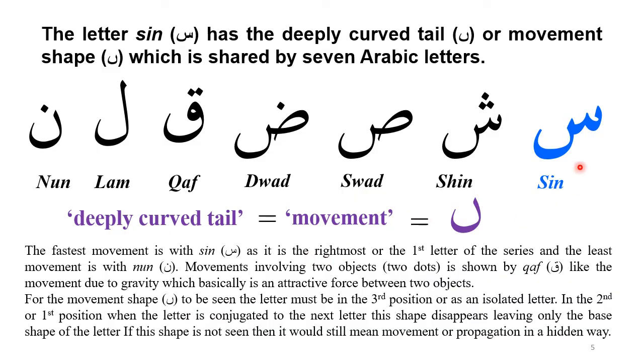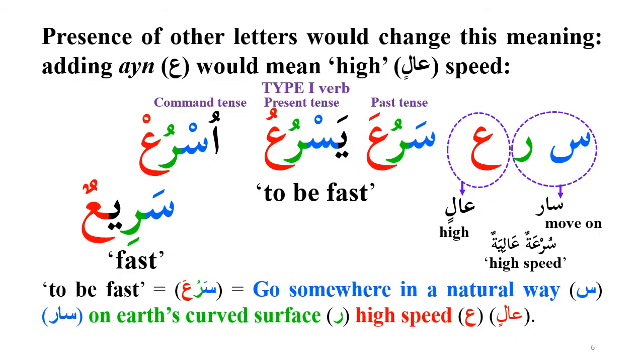The Sin is the first letter in a series of 7 letters which have this movement shape, as I've shown in my earlier videos. You can check my earlier videos as well. I have classified the Arabic letters, these 7 letters, in a group which all indicate some sort of movement. I will slowly describe this movement in later episodes more and more. But for now, remember that this deeply carved shape, which is present in all of these, would mean a sort of movement.